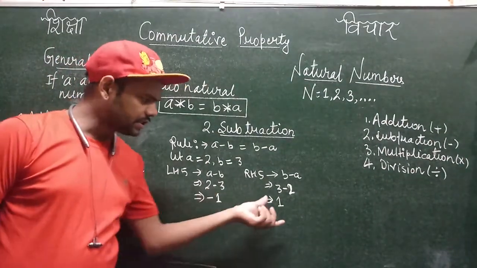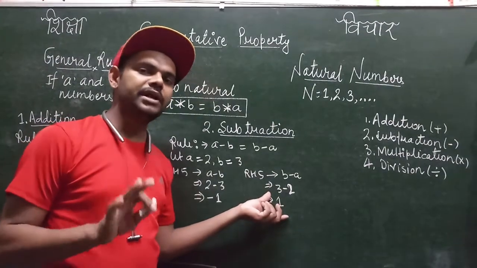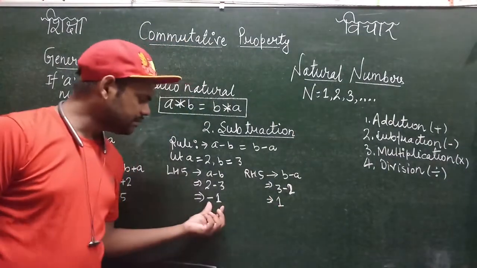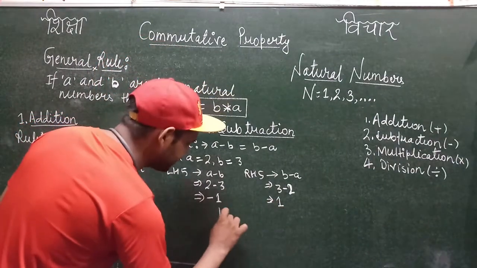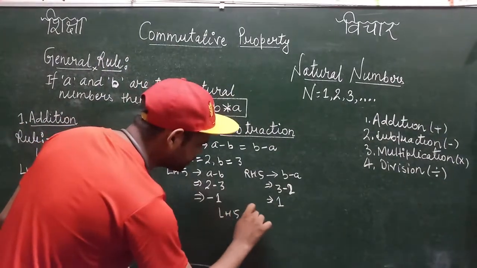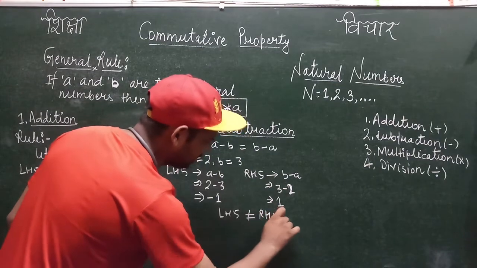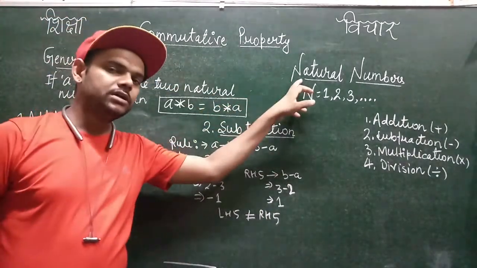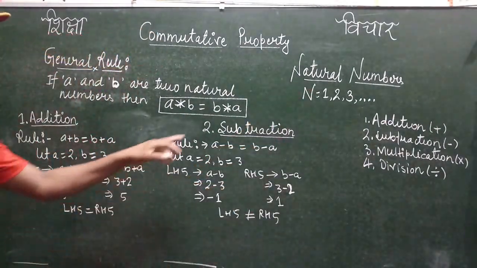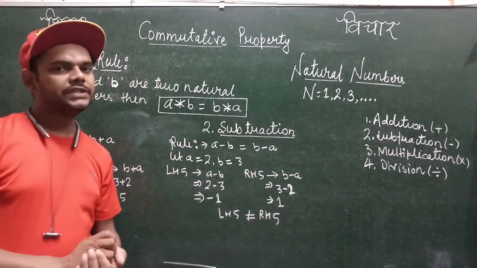What is the difference between these two? This is negative 1, this is positive 1. And in mathematics, we all know that minus 1 is not equal to plus 1. Okay, that means left hand side is not same as right hand side. And this implies that commutative property for natural numbers over subtraction is not satisfied.